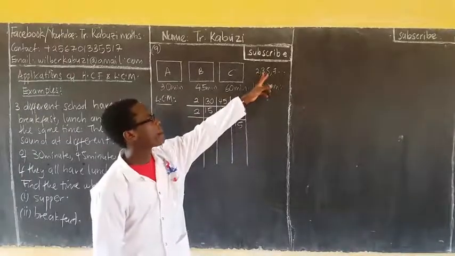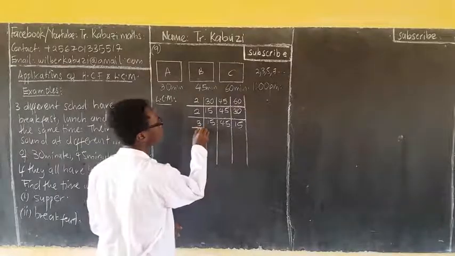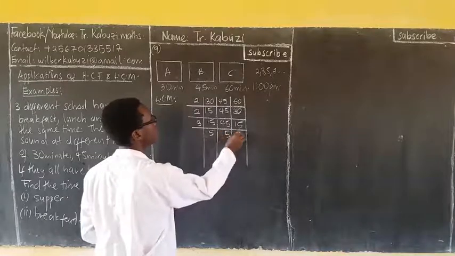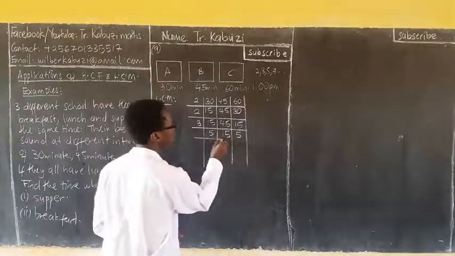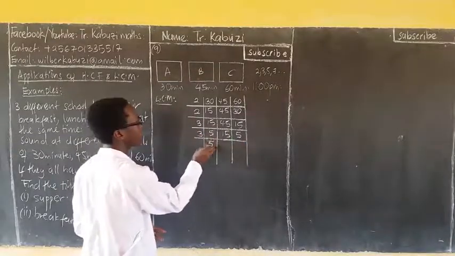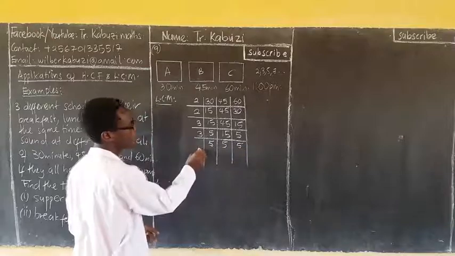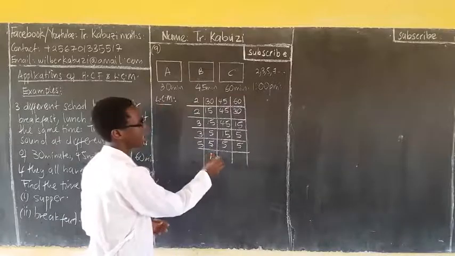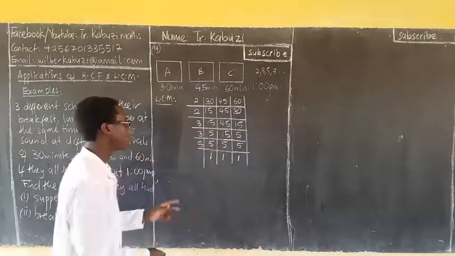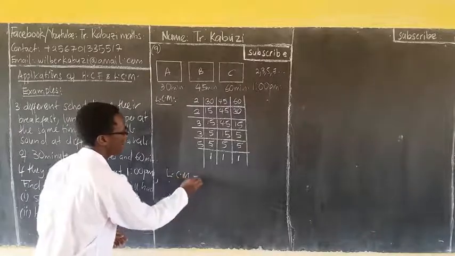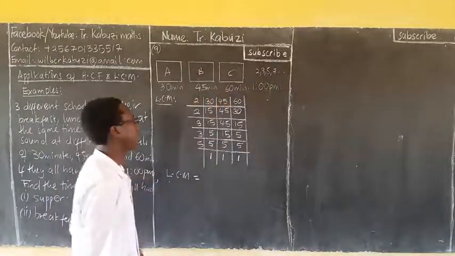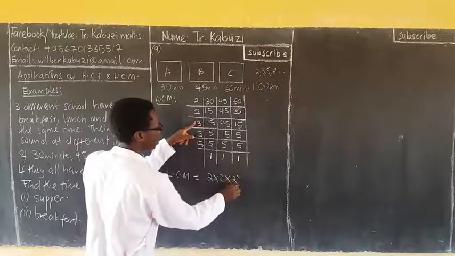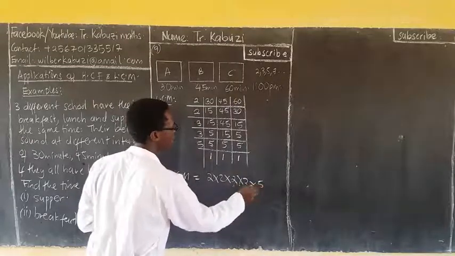So now we take the next prime number, which is 3. By 3, here we have 5, here we have 15, then here we have 5. You see 3 is still dividing the 15, so by 3, here it doesn't divide, here is 5, and here is 5. Once more, by 5, the next prime number, this is 1, this is 1, and this is 1. So now our LCM of those three numbers, 30, 45, and 60, is going to be 2 times 2 times 3 times 3 times 5.